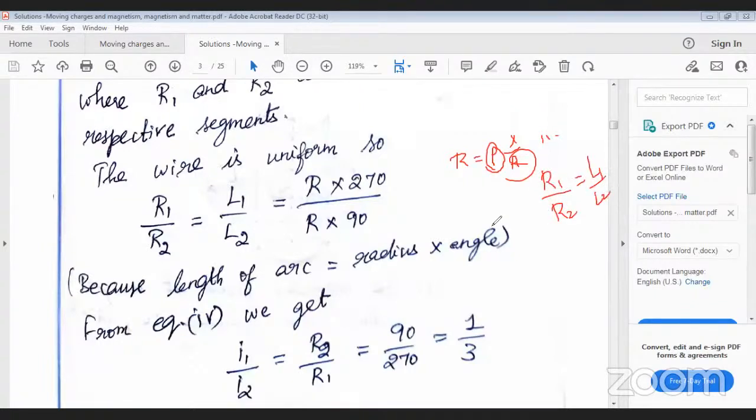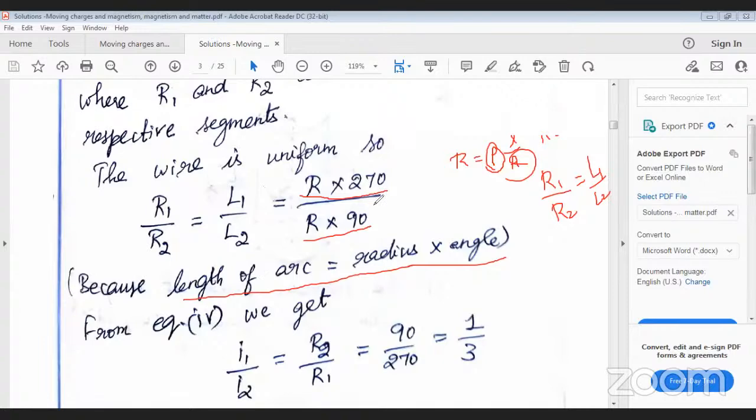Okay. So this length of the arc, how can we find out the length of the arc? This is the equation. Length of the arc is equal to radius into angle. So based on that, here I am substituting R as the radius. Here you see R is the radius and the angle is 270°. And for the smaller arc, R is the radius and the angle is 90°. So here R1 by R2 equal to L1 by L2.